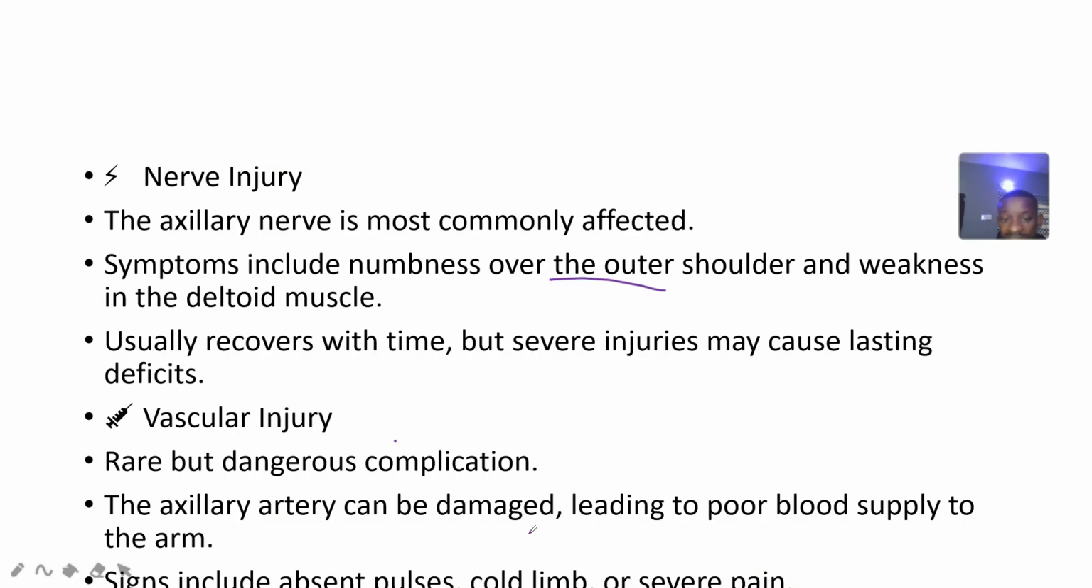And also the blood vessels could be injured, and the blood vessel that is likely to be injured is the axillary artery. It can be damaged, and this could actually reduce the blood supply to that part of the body. You understand? So signs include absent pulses, cold limbs, and also severe pain.